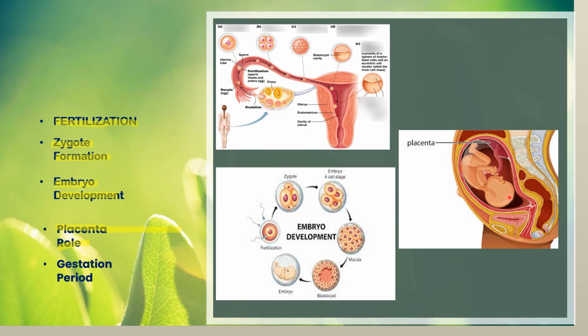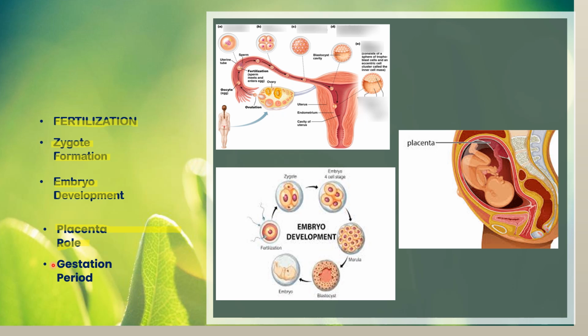Nutrition: the major function of this is to provide food and oxygen from the mother's blood to the baby. It removes waste products. What waste products does it remove? Like carbon dioxide, from the baby's blood to the mother's blood. Protection: it acts like a barrier, protecting the baby from some harmful substances. And hormone production: it produces hormones like progesterone, which helps to maintain the pregnancy. So these are the major functions of the placenta.